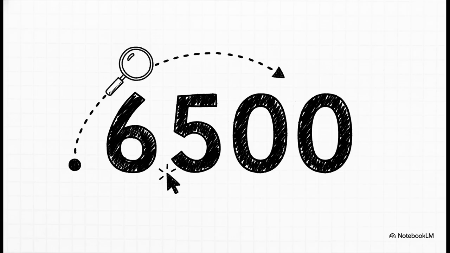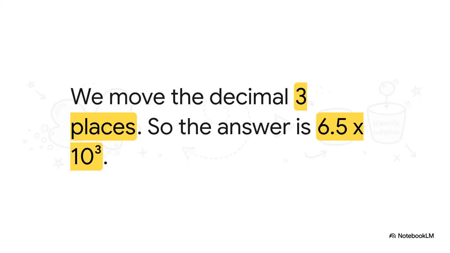Now, here's a key trick to remember. In any whole number, the decimal point is kind of secretly hiding at the very end. You just don't see it. So our job is to move that invisible decimal point from the end all the way over to between the 6 and the 5.